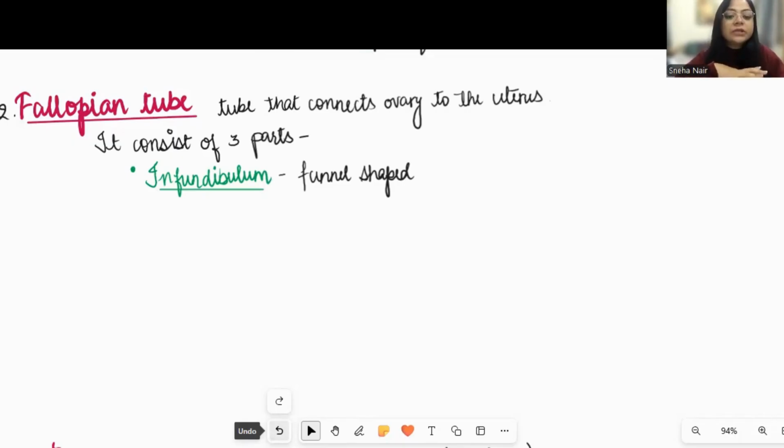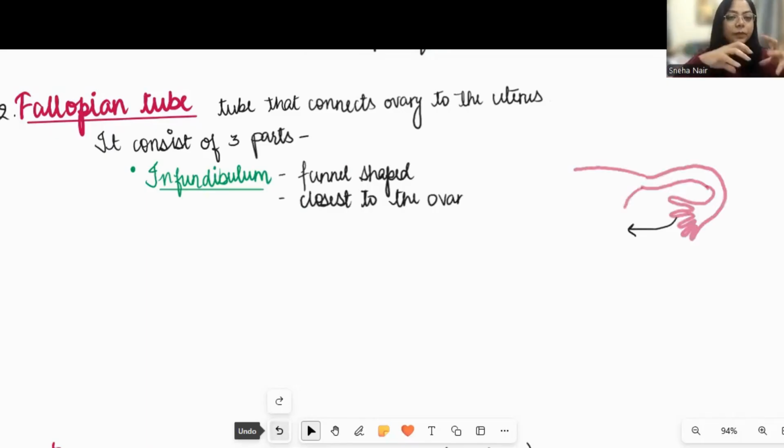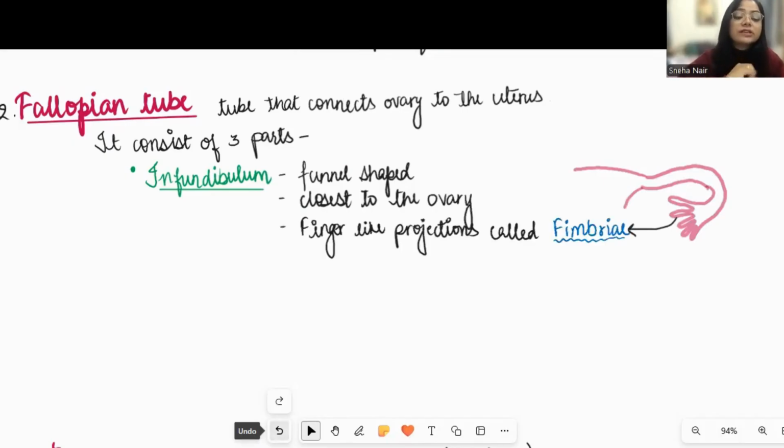It is funnel shaped, closest to the ovary, and it consists of finger-like projections which are called fimbriae. As you can see in this picture, these finger-like projections are called fimbriae. These finger-like projections keep on moving continuously like this. And when the ovary releases the egg cell, the egg cell is received by these fimbriae.